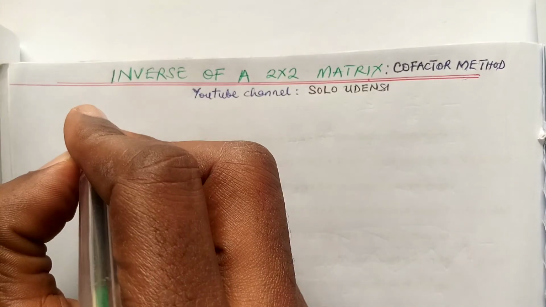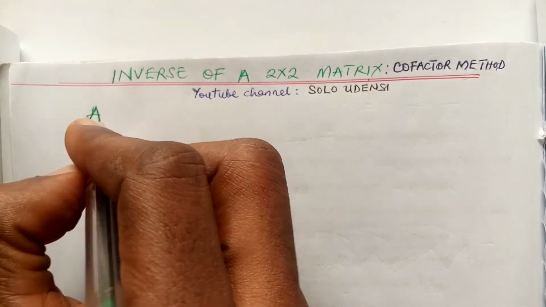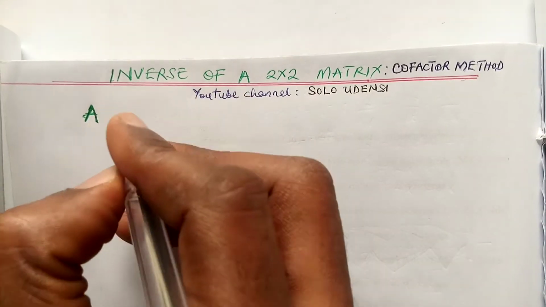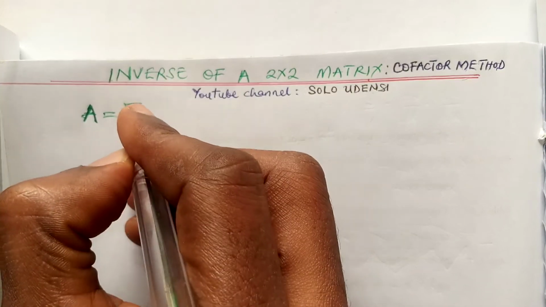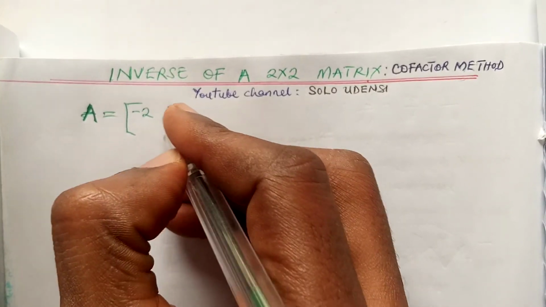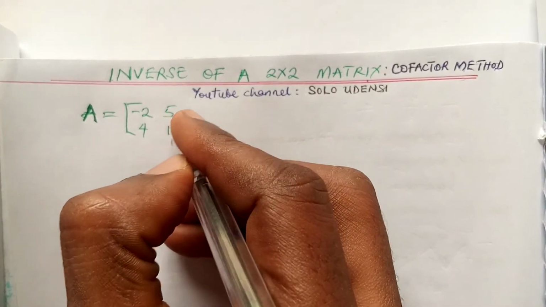I will advise you to go and see our video on the 2 by 2 matrix. Let's say we have this 2 by 2 matrix, and it is exactly what we solved there.